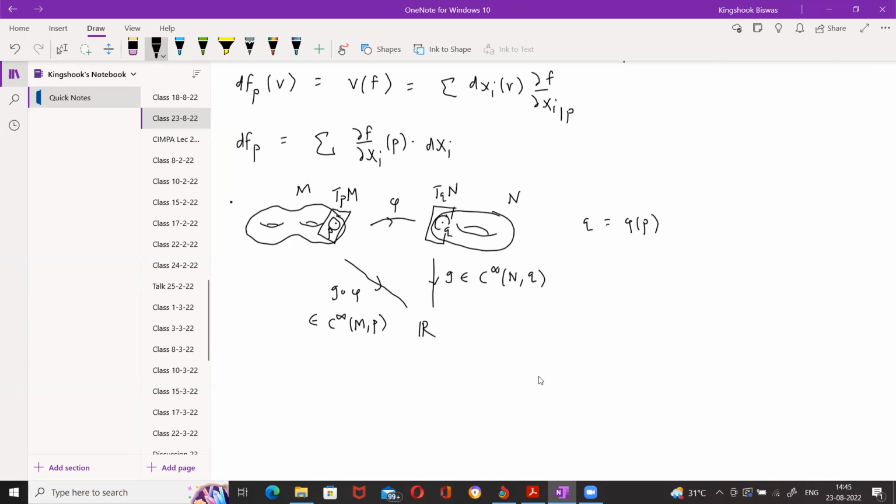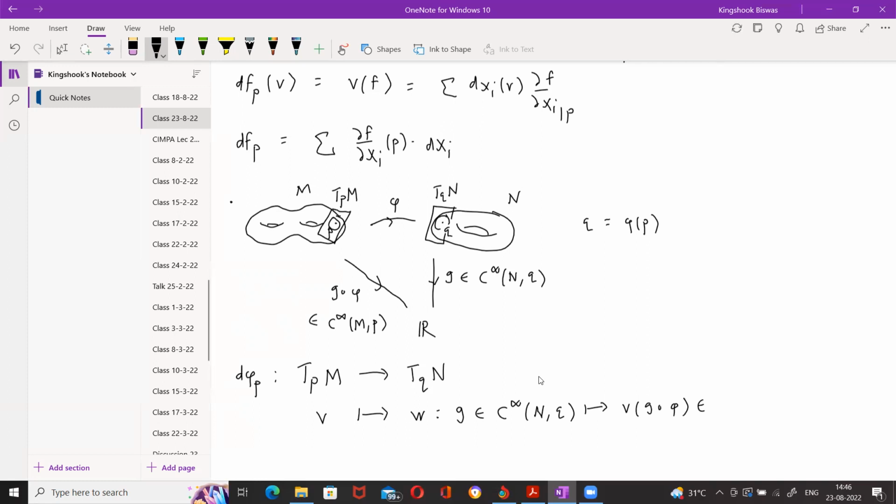But now if I take a germ near P, I can act on this by a tangent vector at P, right? Okay. So that will therefore give me a map d phi P from the tangent space at P to the tangent space at Q. What do we do? I take a vector V, and then I want a tangent vector at Q. This is going to give me a linear functional W. So what W does is it takes a germ G at Q and it maps it to V of G composed with phi.